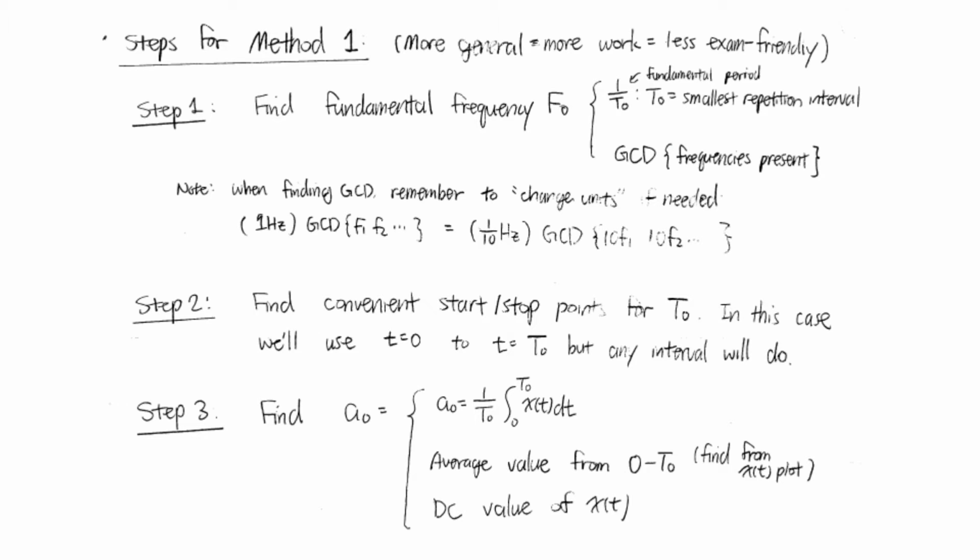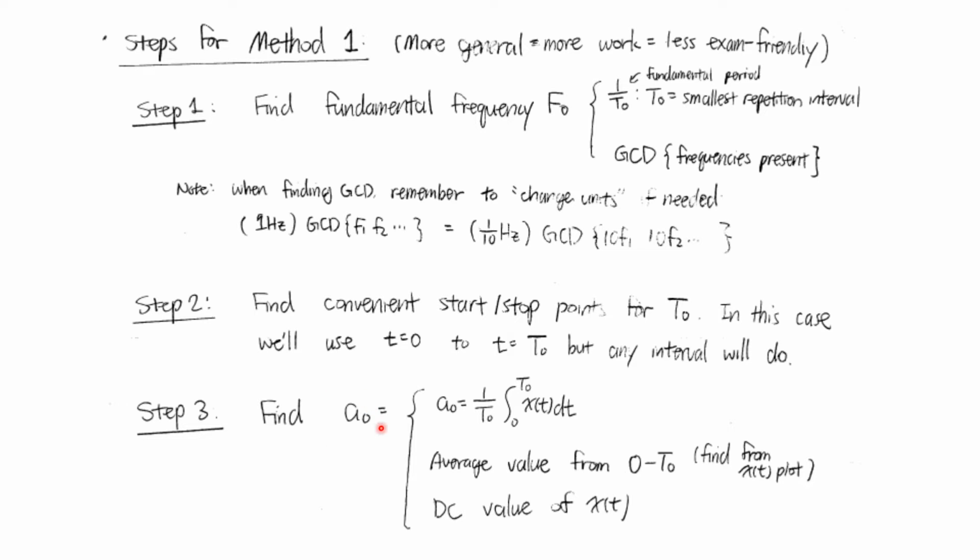One thing to note in this process is when you're selecting T0, you can choose any start-stop point. I'm listing T equals 0 to T0 in this case, but you can choose any start and stop point as long as you cover exactly one period. And we'll show you that in the example.